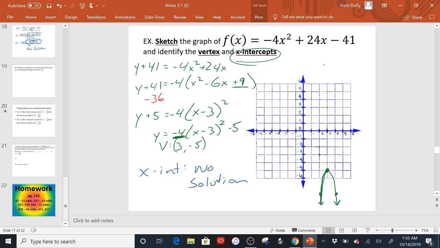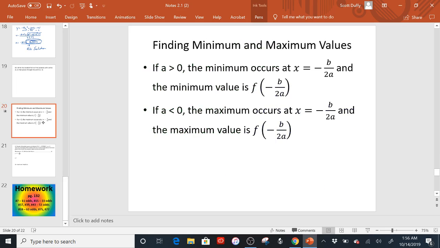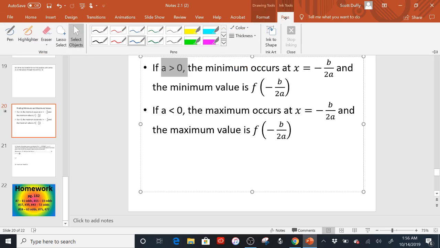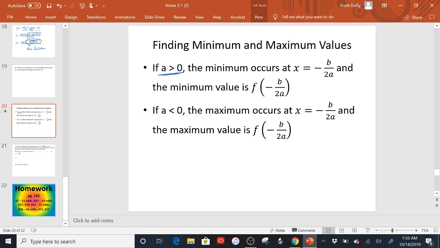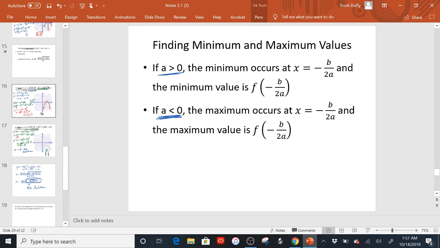Alright, so we're going to keep on going and then finding the minimum and the maximum values. The minimum occurs at x equals negative b over 2a, and same thing with the maximum. It just depends on whether your a value tells you to open it up, if it's positive, or if your a value is negative, it tells you that it opens down. That's it. So that's actually the quicker way of finding the vertex.